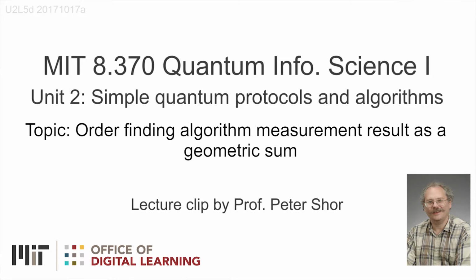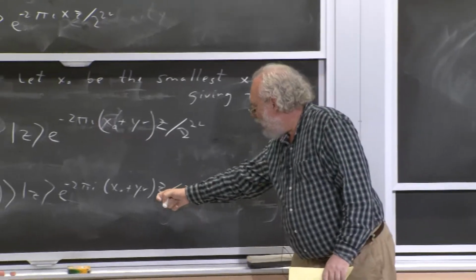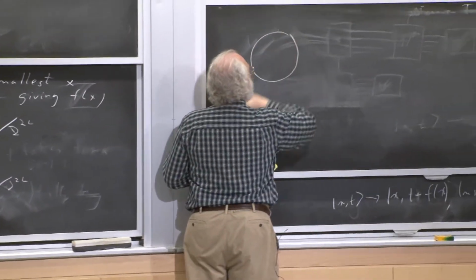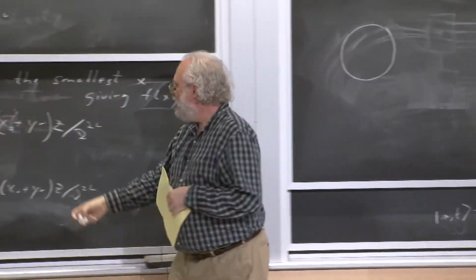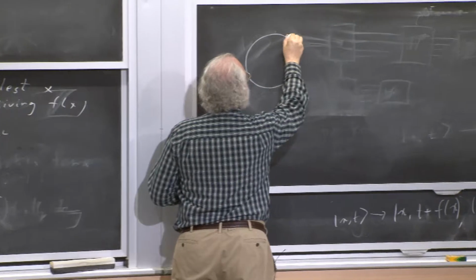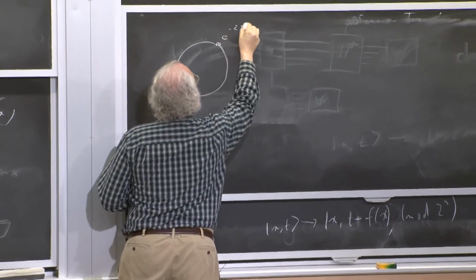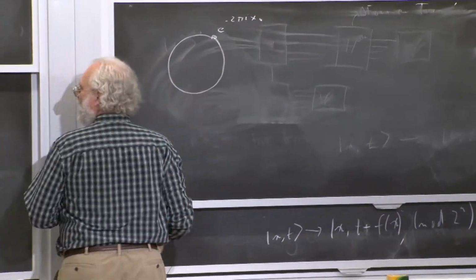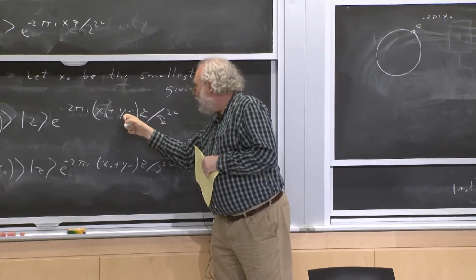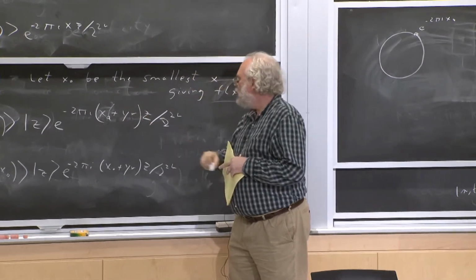Okay, so first I'll do the intuition and then I'll do the math. It's a geometric sum, and it's a whole bunch of points around the unit circle. So we start with e to the minus 2 pi i x0. Let's plot these points, e to the minus 2 pi i x0. And now we go rz over 2 to the 2L.